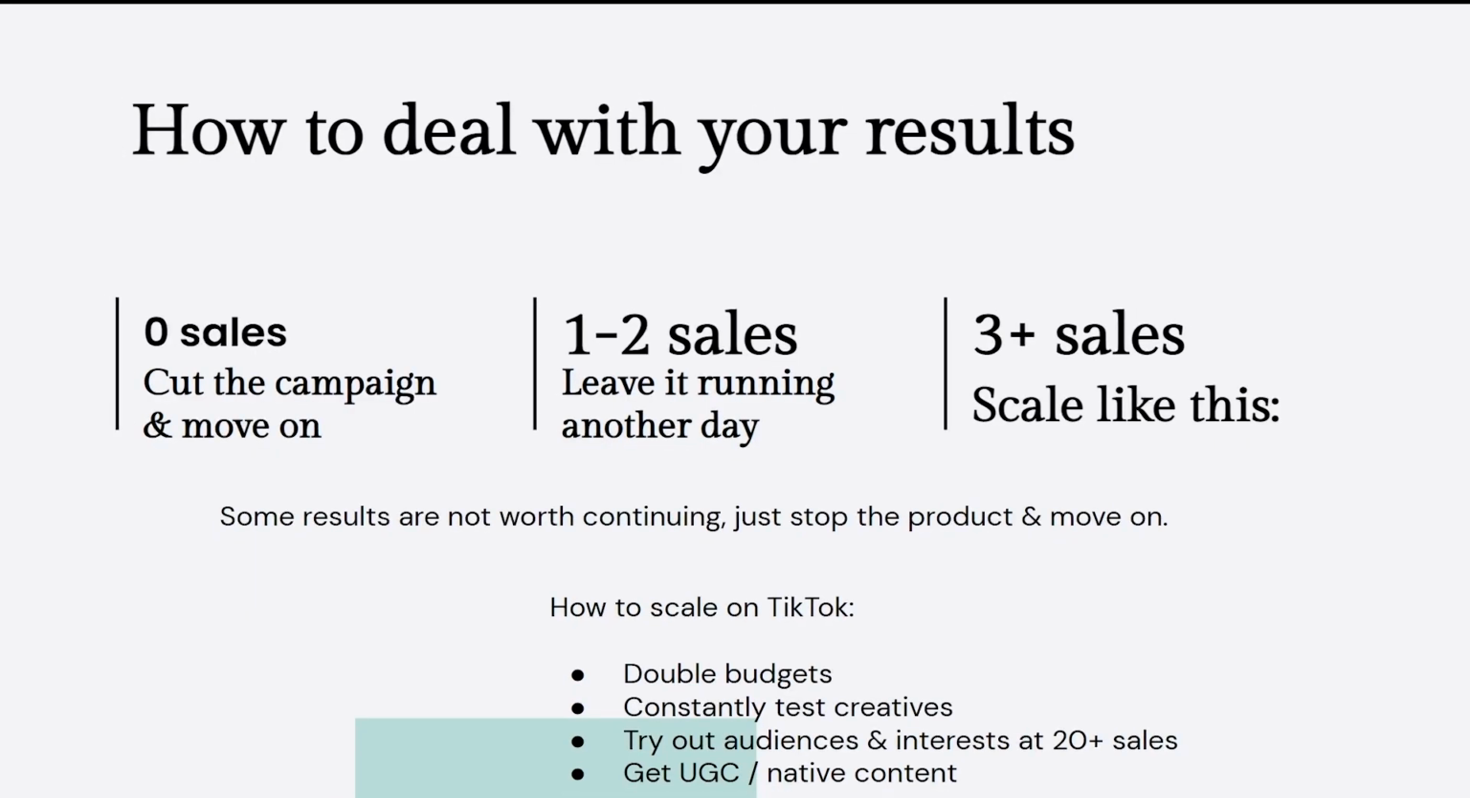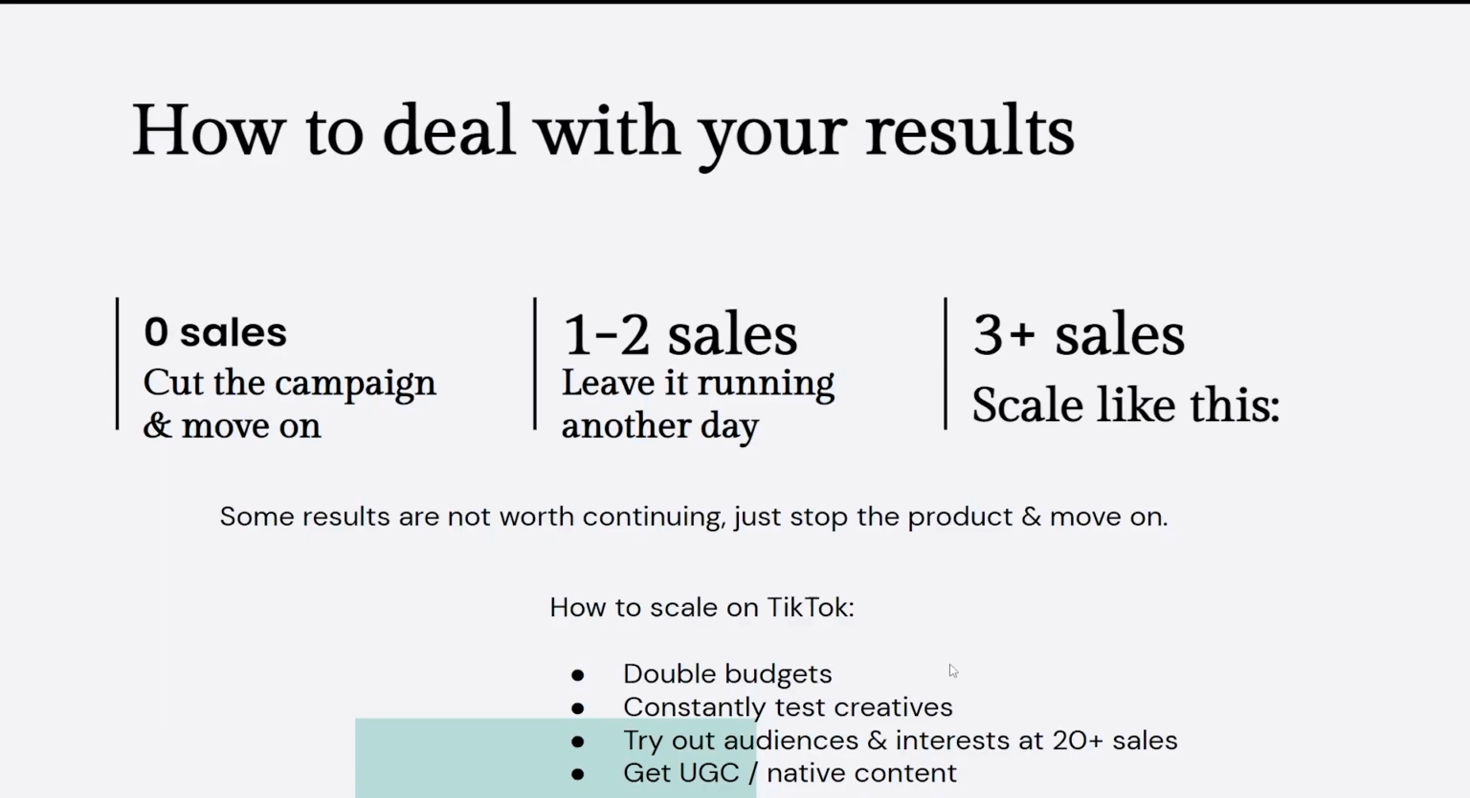Now, the third way to scale is by trying out audiences and interests at 20 sales. As I said, when you first start, just go broad. But once you start getting like 10, 20 plus sales, you want to make sure you actually start targeting some interests. And the fourth way of scaling is by getting UGC, or user generated content, or native content that fits into the algorithm. This is obviously a very good way to scale as well, as you're getting content that actually fits TikTok.